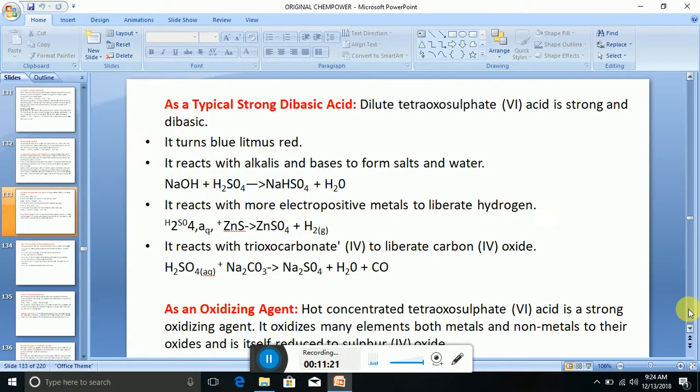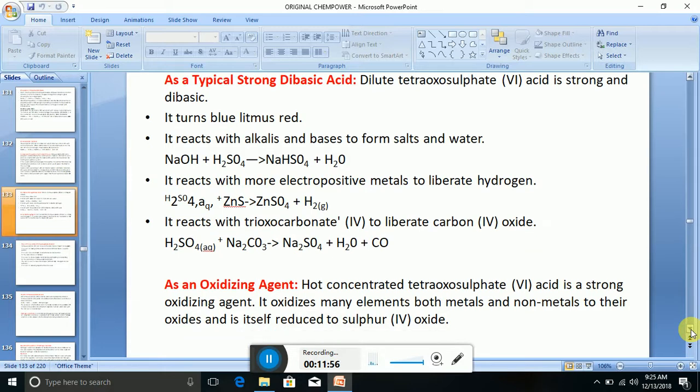As a typical strong dibasic acid, dilute tetraoxosulfate(VI) acid is strong and dibasic. The properties are: it turns blue litmus red, it reacts with alkalis and bases to form salts and water, it reacts with more electropositive metals to liberate hydrogen, it reacts with trioxocarbonate(IV) to liberate carbon(IV) oxide.